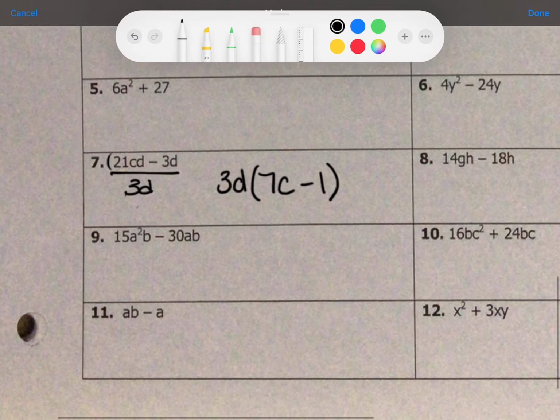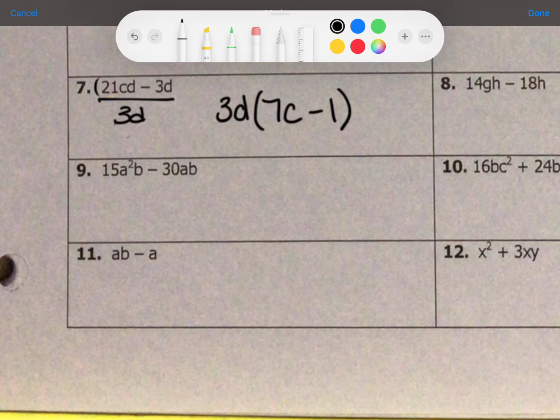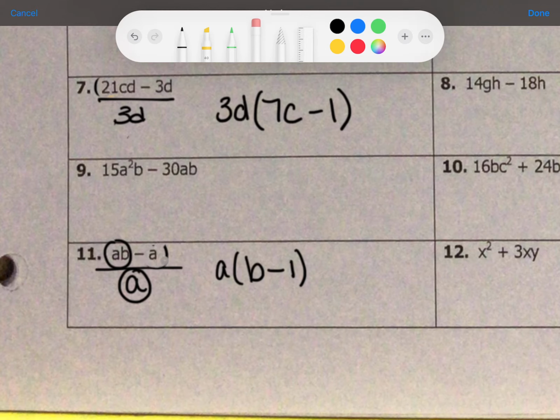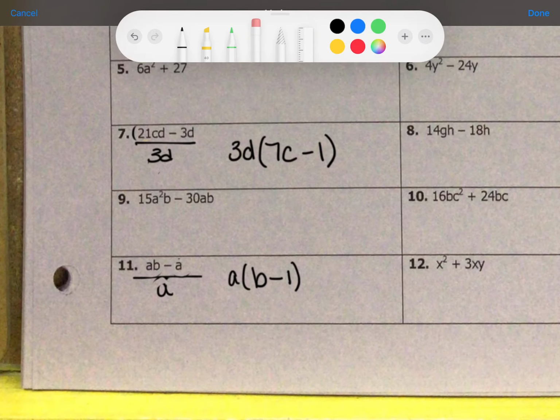One that the student struggled with, we'll take a look at number 11. There are no coefficients, so I don't have to worry about determining the number. I just have to look at the variables. So if you notice, they both have the letter A, and so I can divide by A. Can't divide by B because they don't both have it, so they don't have it in common. So A goes on the outside. AB divided by A is B, minus A divided by A is 1. So just remember to divide each numerator by the denominator. That is how you factor out the GCF.